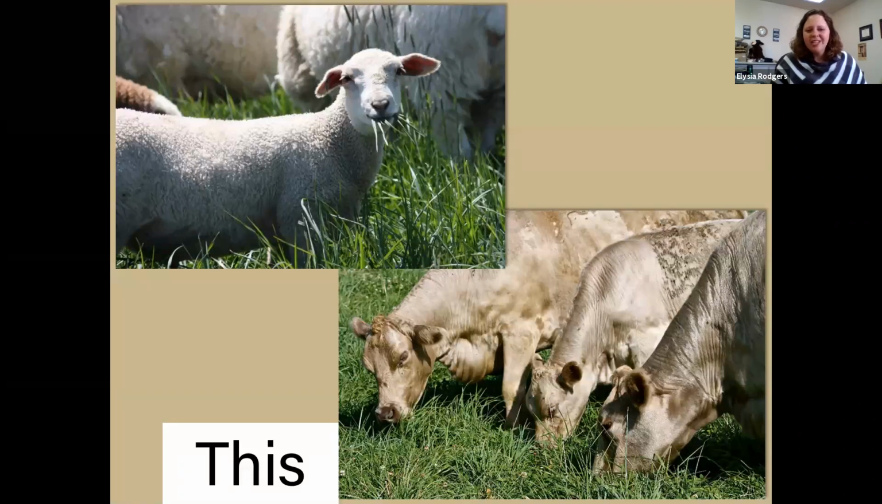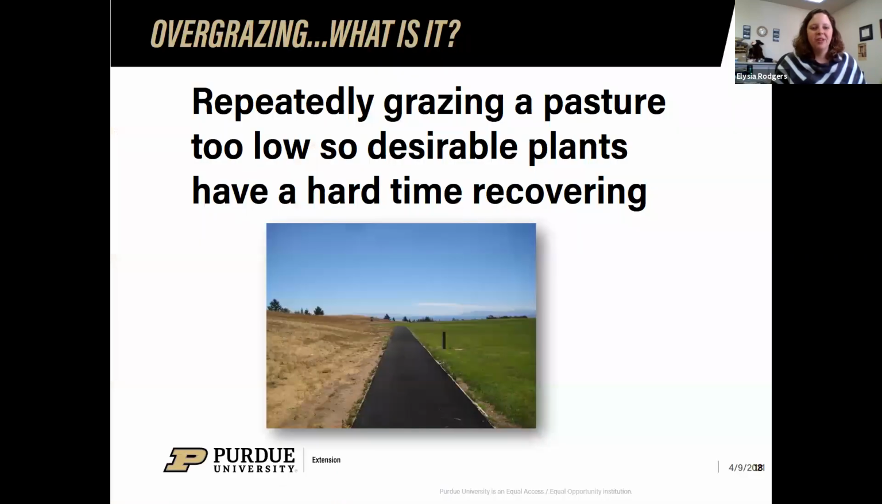So that's kind of what we have to think about when we're looking at different types of grazing, how we're managing our pastures, things like that. So when we look at the term overgrazing, it's pretty simple to understand. It's basically repeatedly grazing our pastures so low that the plants that we want have a hard time recovering.